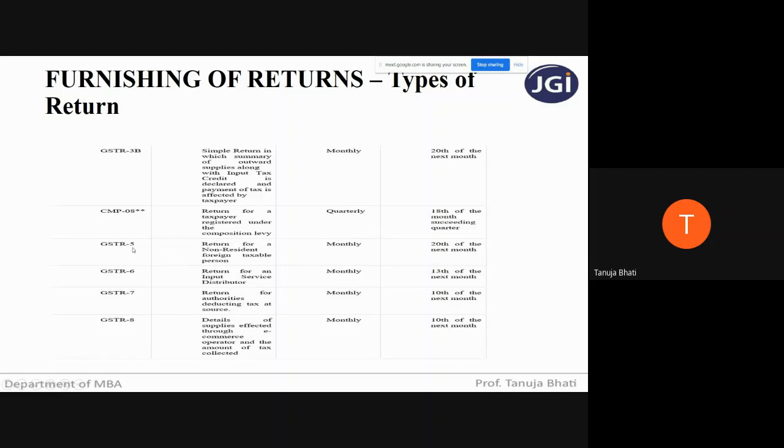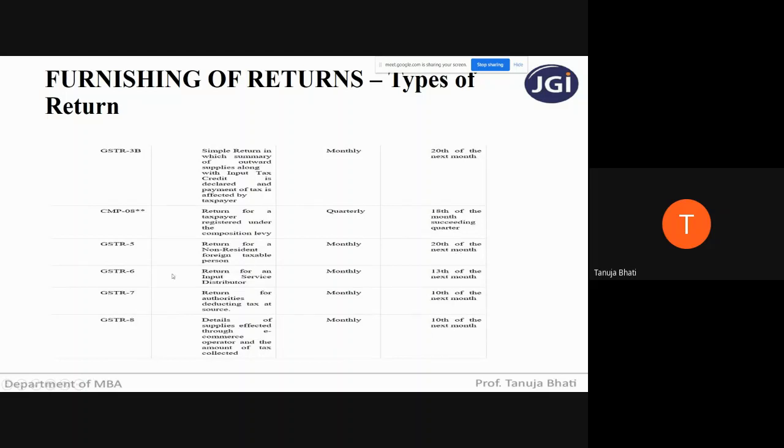GSTR 5 is to be filed by non-resident foreign taxable persons. I have told you who is a non-resident foreign taxpayer: one who is not a citizen of India, but is carrying out business in India occasionally. So he is supposed to file returns. Government is supposed to know what sales and purchases he has made. So he has to file which return? GSTR 5. Again, he has to file it monthly, and the due date is 20th of the next month.